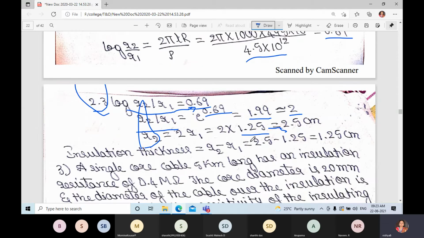Insulation thickness is R2 minus R1, because R2 is the overall radius value. We don't know the value of, for example, this circle, this radius is R1 and this overall circle, this is R2, okay, this is R2.